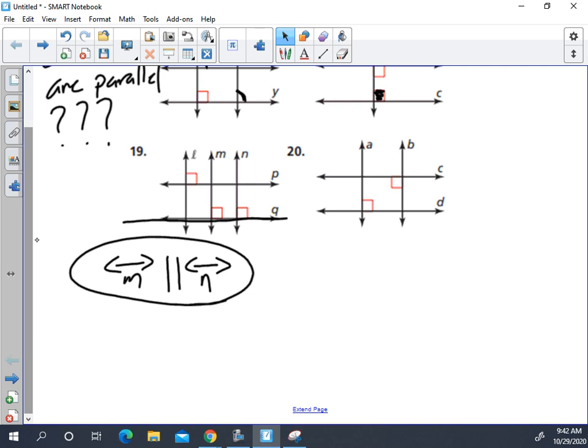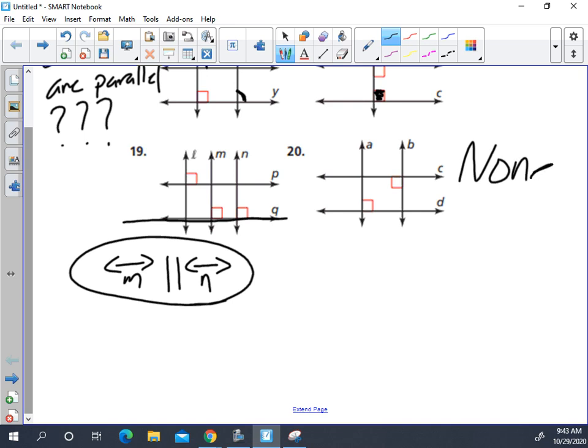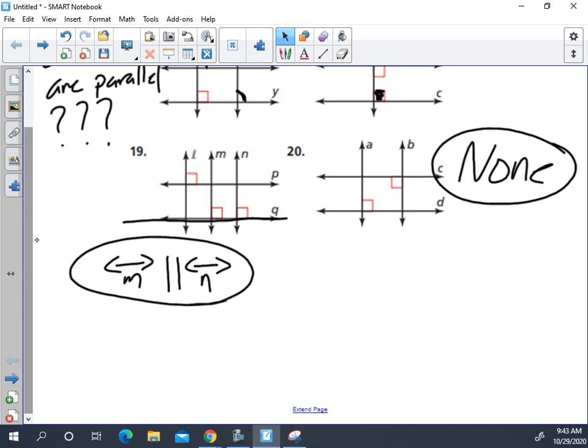Okay, last one. What do we know? We know that B is perpendicular to C. We don't know if it's perpendicular to D. We know that A is perpendicular to D, but we don't know if it's perpendicular to C. So we really have no evidence to prove that any line is parallel. Okay, those are the big ideas from 3.4. That's really it.